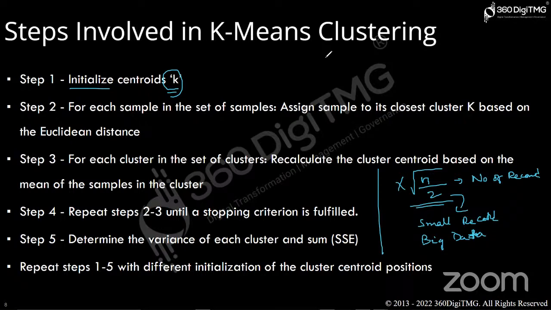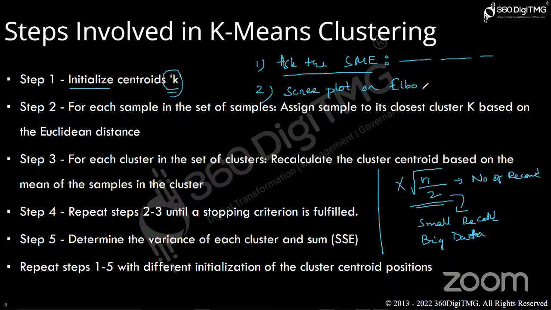Another foolproof method is to ask the subject matter expert, the SME. If the SME has any information on how many clusters to prepare, you can start working on that. But this will not always be given to you; the number of clusters will not be given directly. So you can also find it statistically using something known as a scree plot or elbow curve. We can find the value of K using a scree plot or elbow curve.